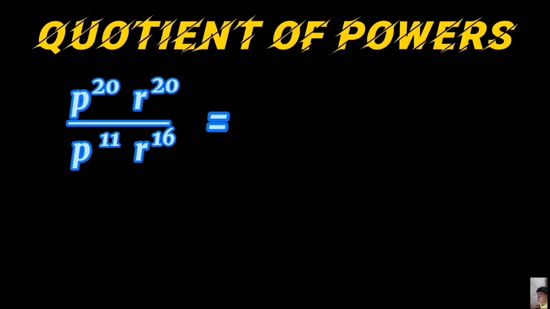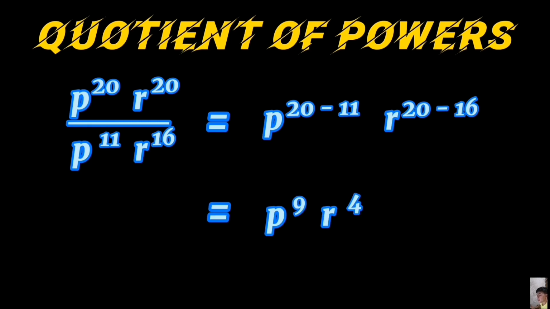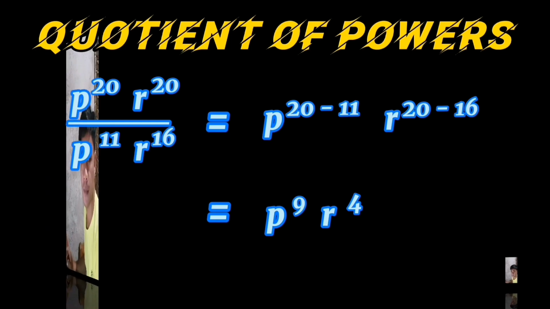Let's work on this. p raised to 20 r raised to 20 divided by p raised to 11 r raised to 16. Applying the law, we will have p raised to 20 minus 11 and r raised to 20 minus 16, giving us p raised to 9 r raised to 4 for an answer. There you have it, guys.